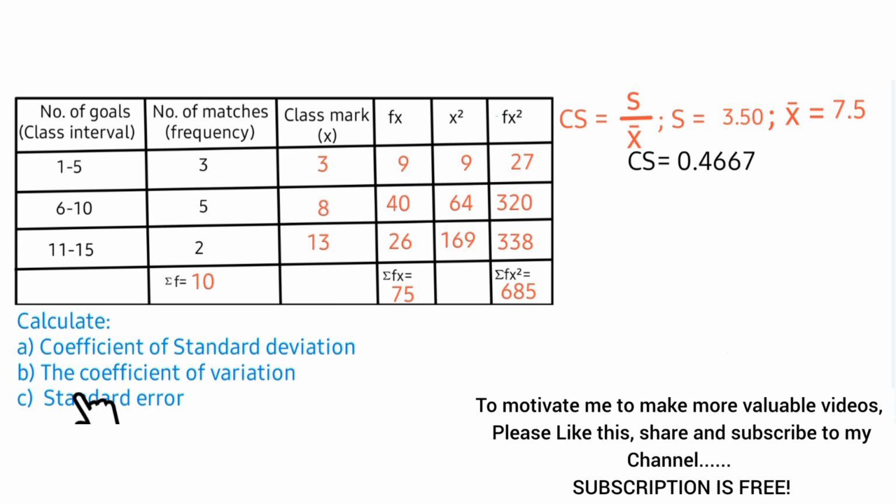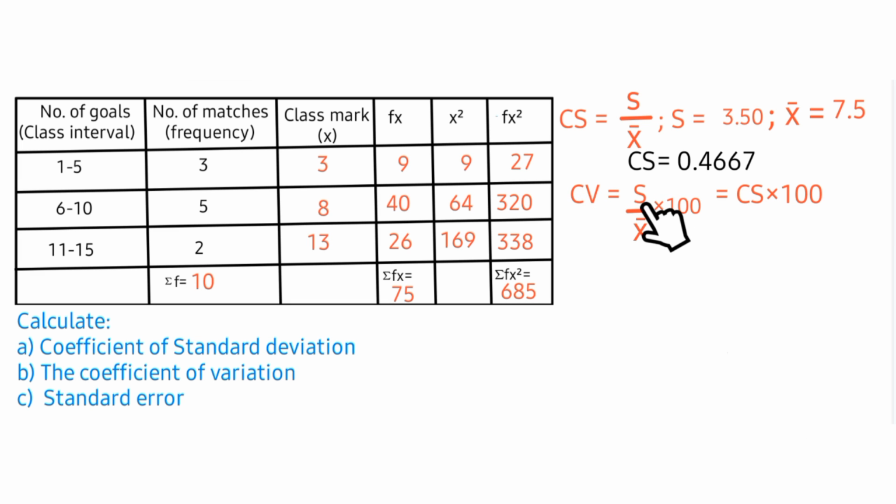Now let's calculate the coefficient of variation. Here is the formula for calculating the coefficient of variation. That is standard deviation divided by the mean times 100. Or coefficient of standard deviation times 100. Value for coefficient of standard deviation is this times 100. So this times 100 gives 46.67%.